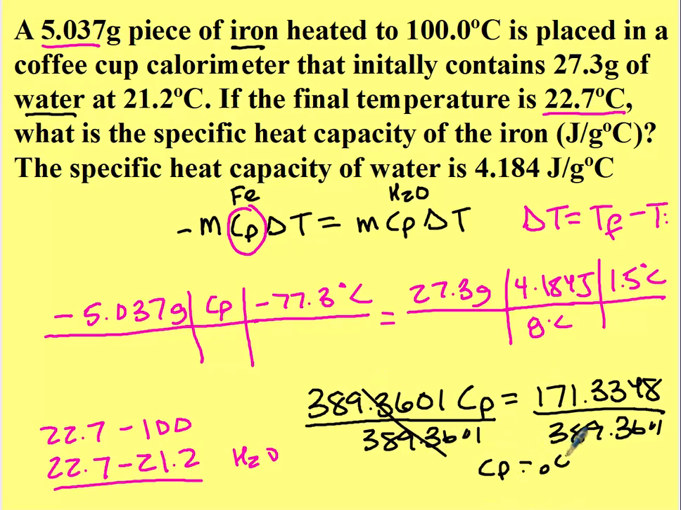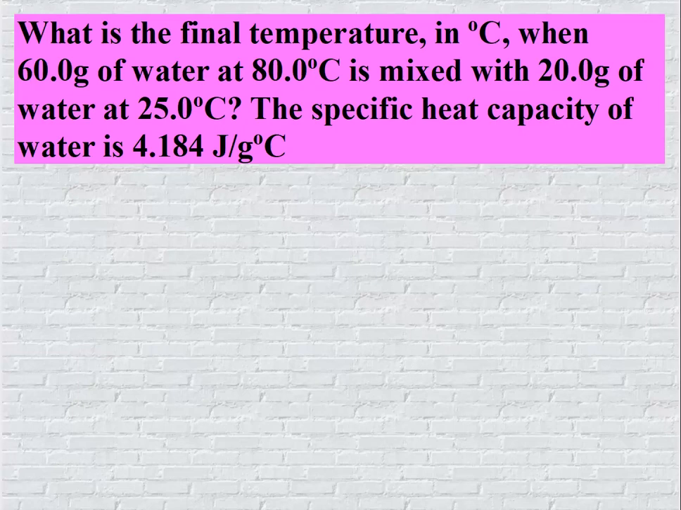So the CP is 0.44 joules per gram degrees Celsius, as it should be the same units as my water CP, because all other units canceled out. This one people often miss, where you're trying to solve for the final temp.